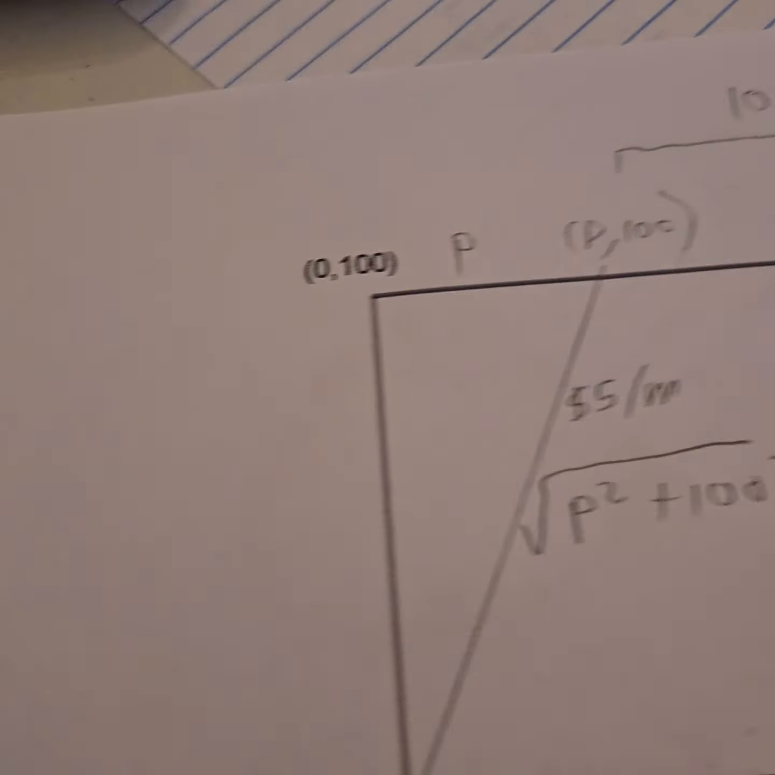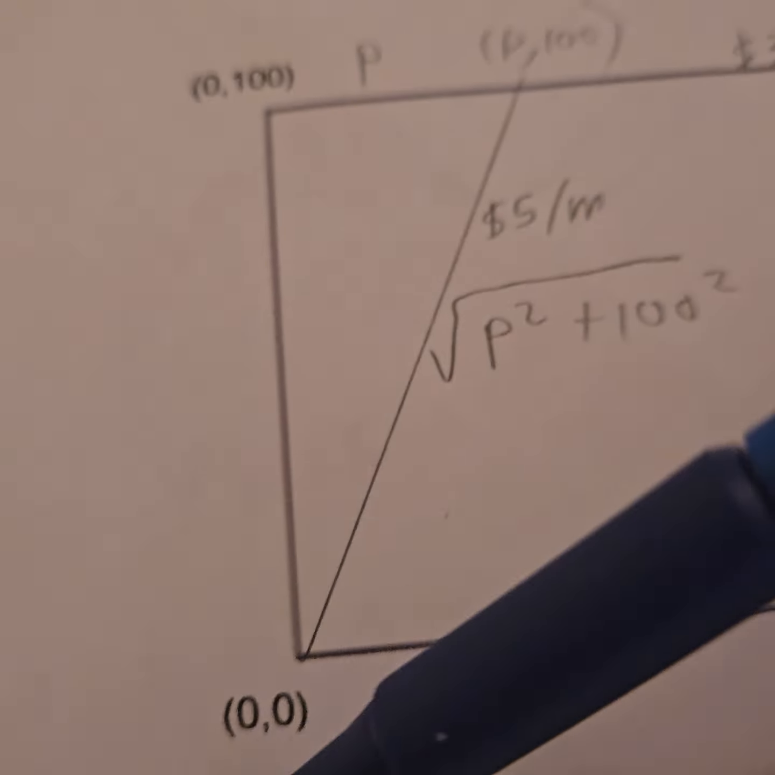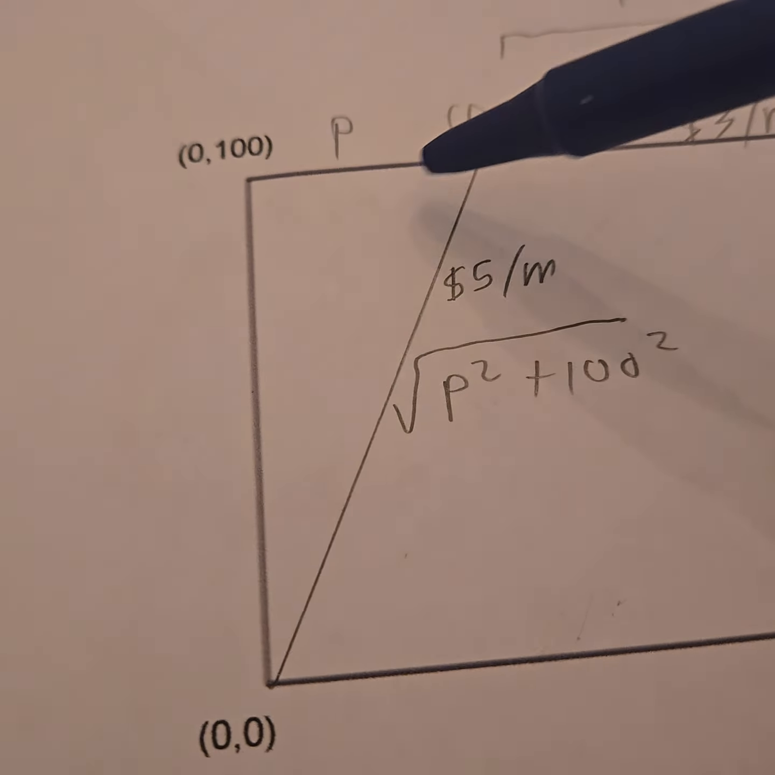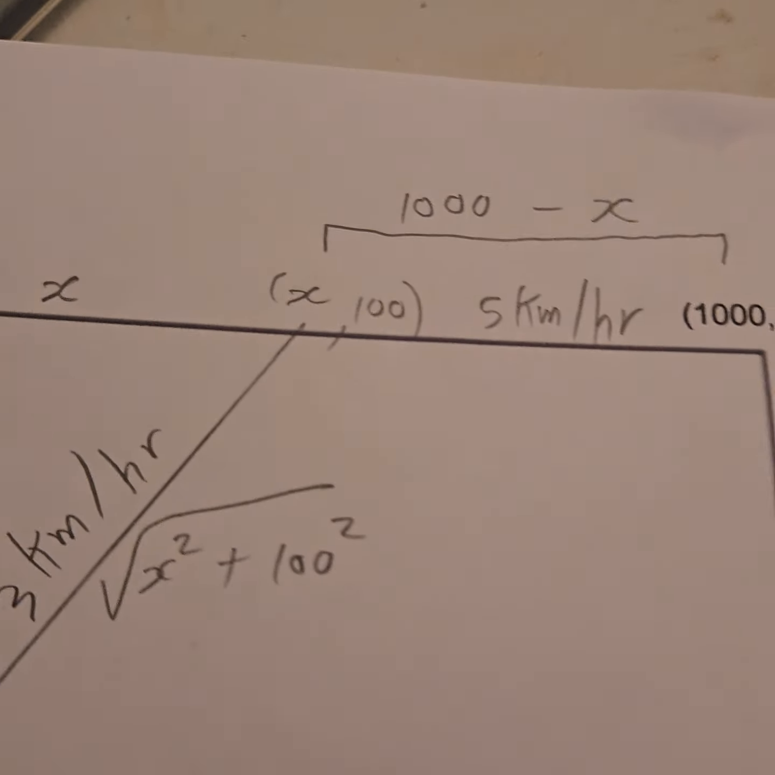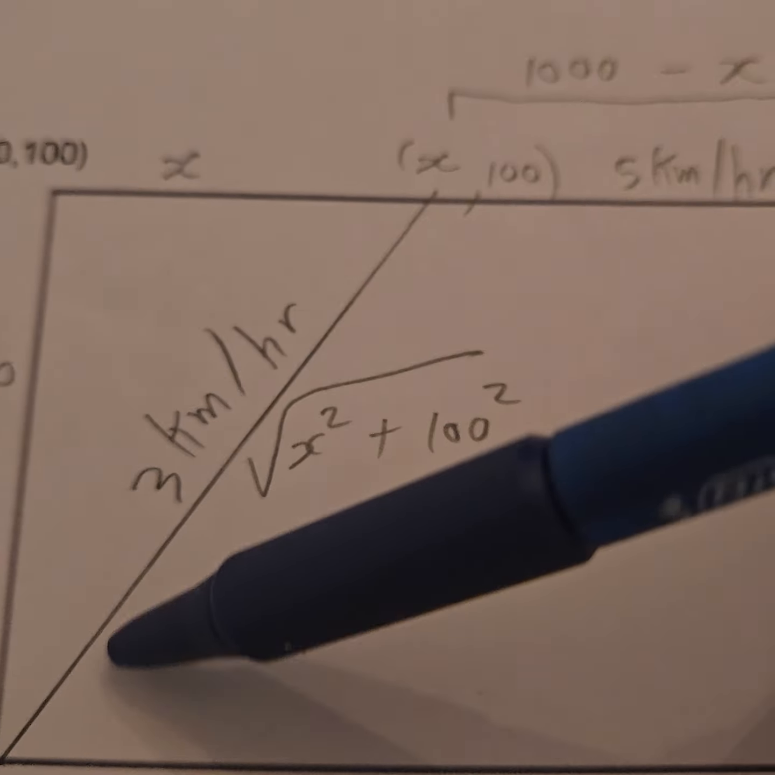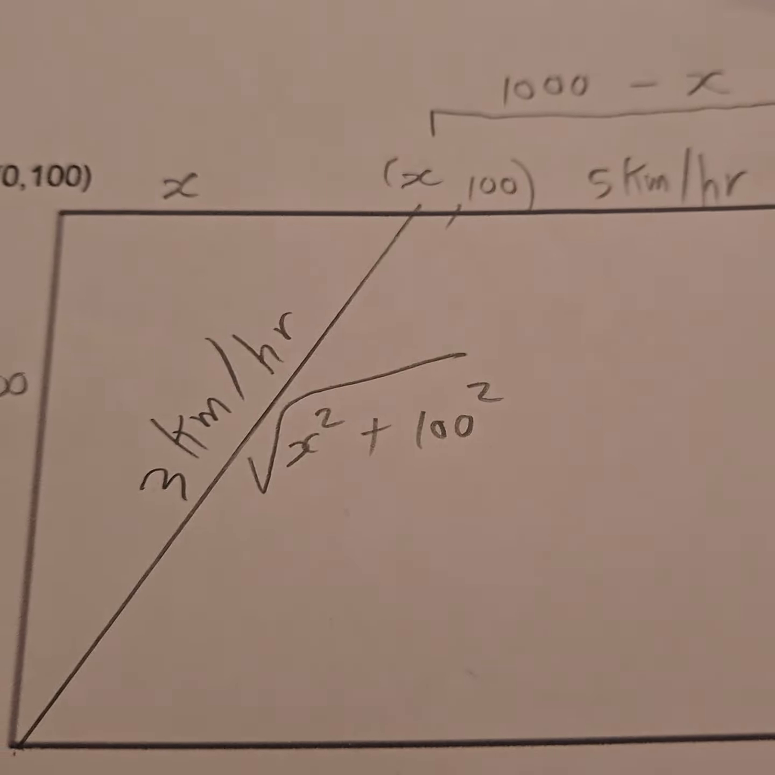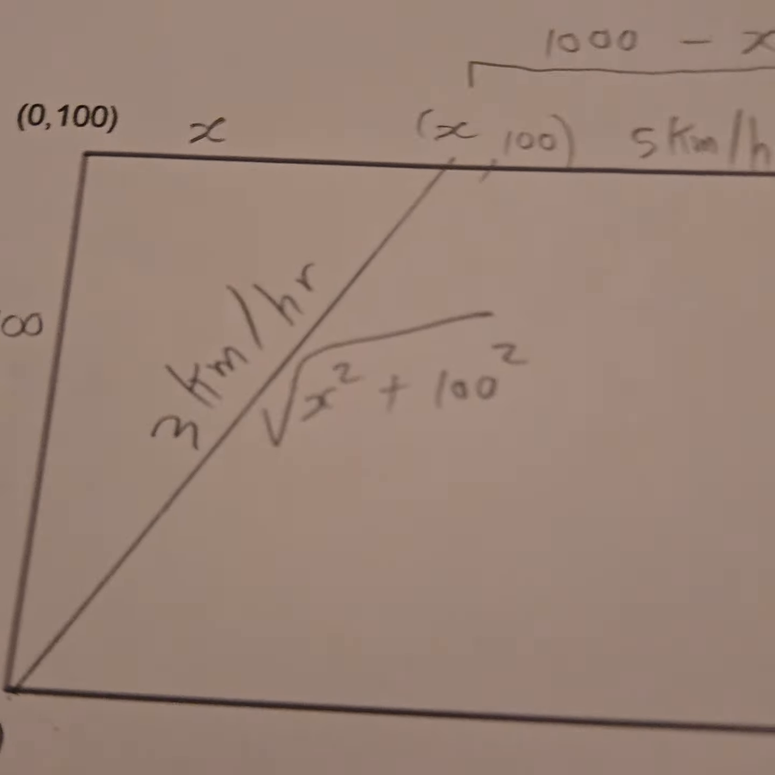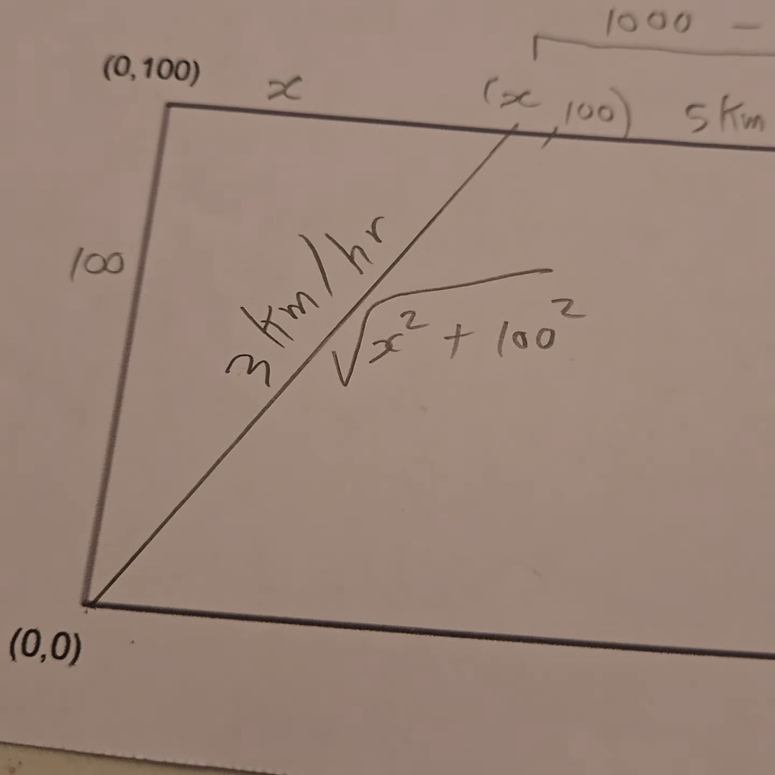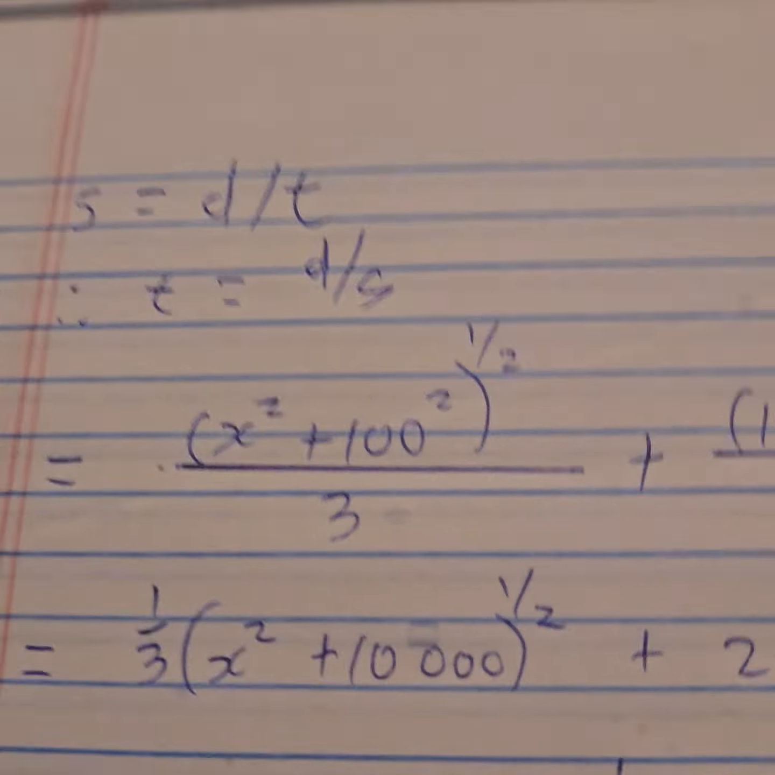Now, as you can see, it's the same diagram using Pythagoras. If that's 100 and that's P, that's the root of P squared plus 100 squared. And same principle with Pythagoras, that's the root of X squared plus 100 squared. It's the same diagram. All right, so I'm going to start in both questions.